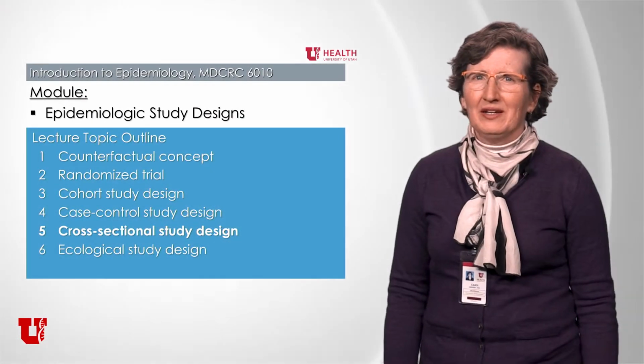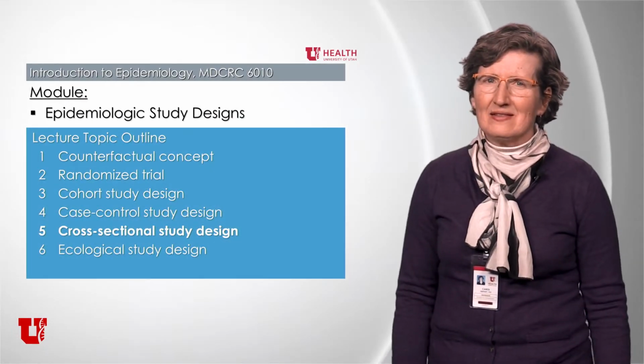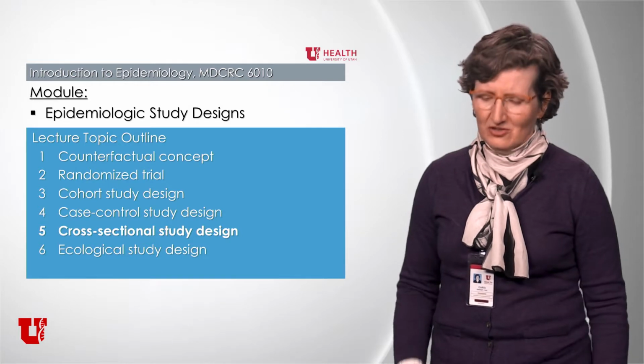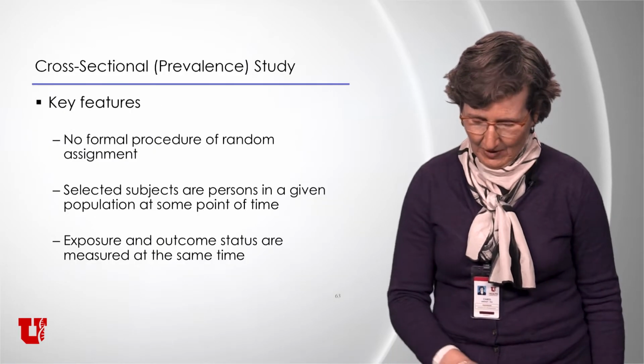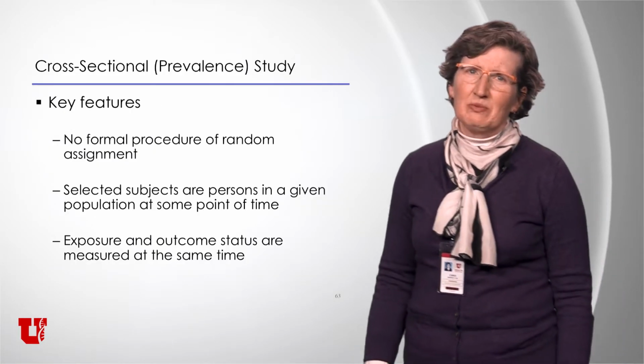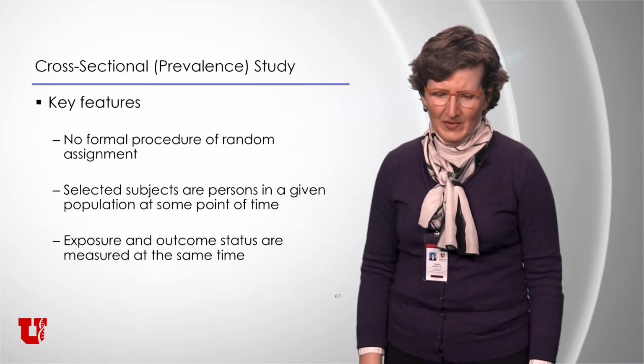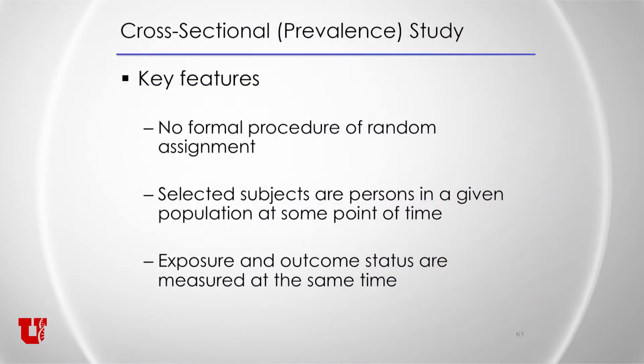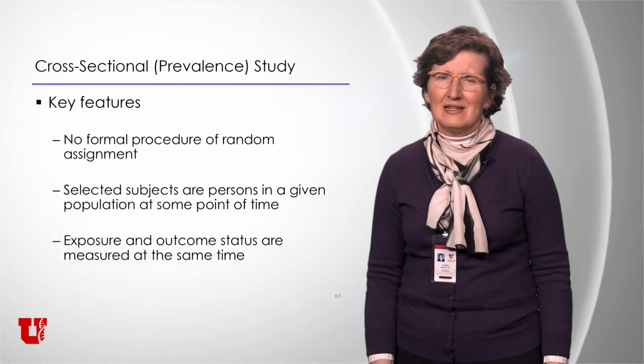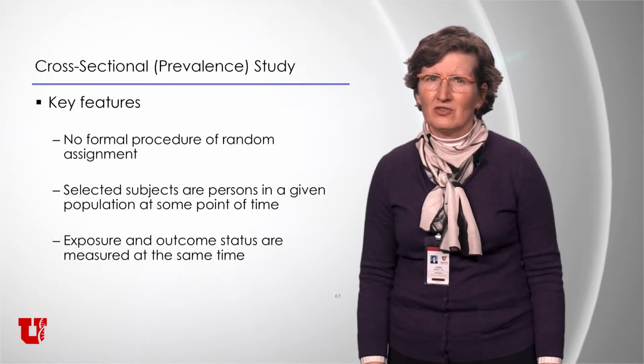For the module on epidemiologic study designs, this is the lecture segment on cross-sectional study designs. A cross-sectional study might also be termed a prevalence study. Key features of a cross-sectional study are that there is no formal procedure of random assignment, that selected subjects are persons in a given population at some point in time, and that exposure and outcome status are measured at the same time. This third one is the key distinguishing feature of a cross-sectional study.